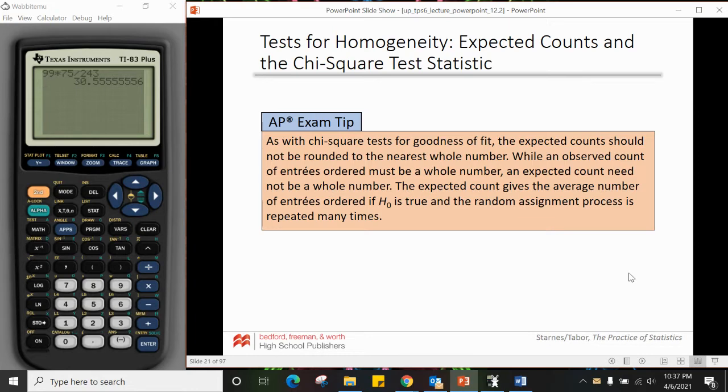So as in a chi-square test for goodness of fit, the expected count should not be rounded to the nearest whole number. While an observed count of entree orders must be a whole number, an expected count need not be a whole number. The expected count gives the average number of entrees ordered if H naught is true and the random assignment process is repeated many times.